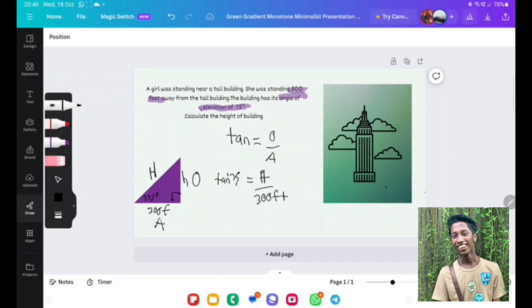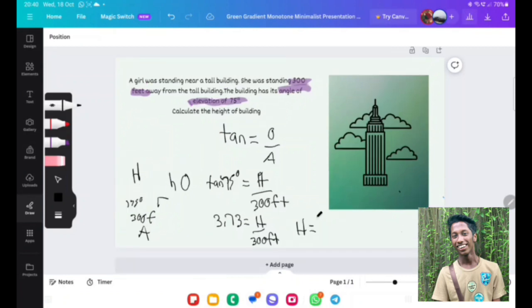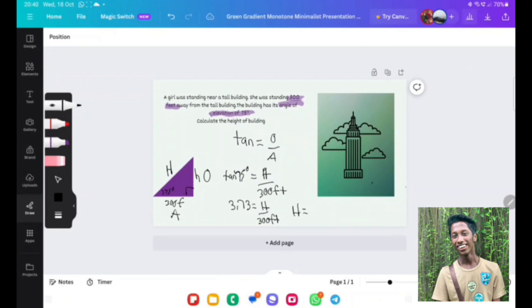So tangent 75 is 3.73. Tangent 75 equals 3.73 equals height over 300 feet. To find the height, we need to do 3.73 times 300, that equals 1119 feet.